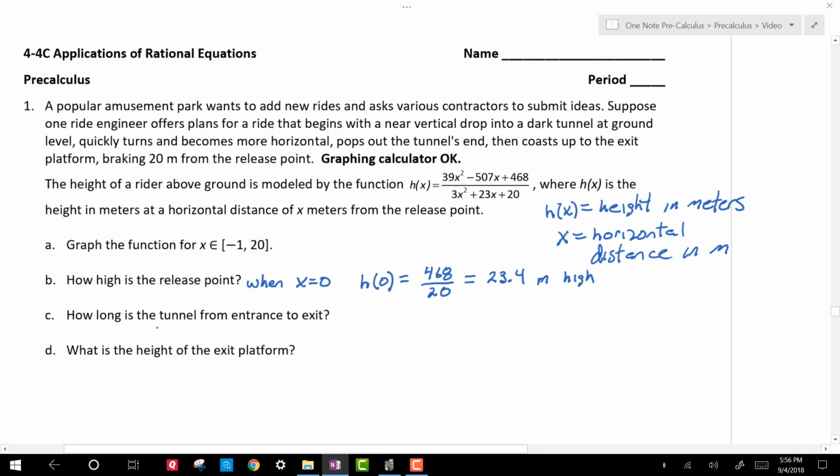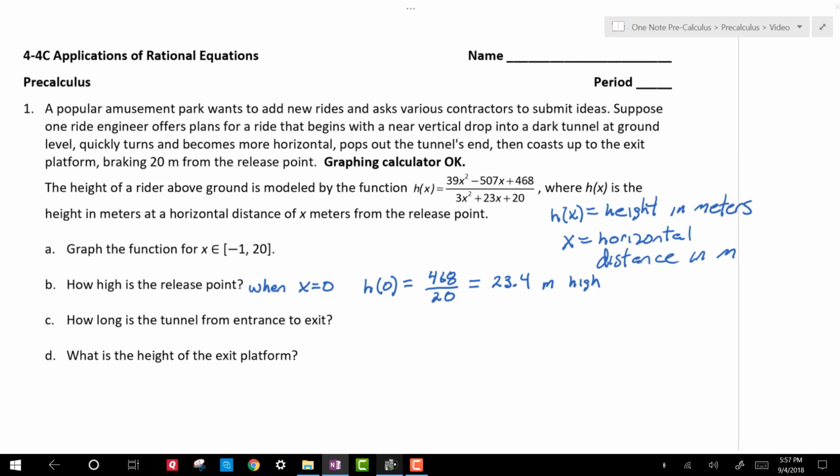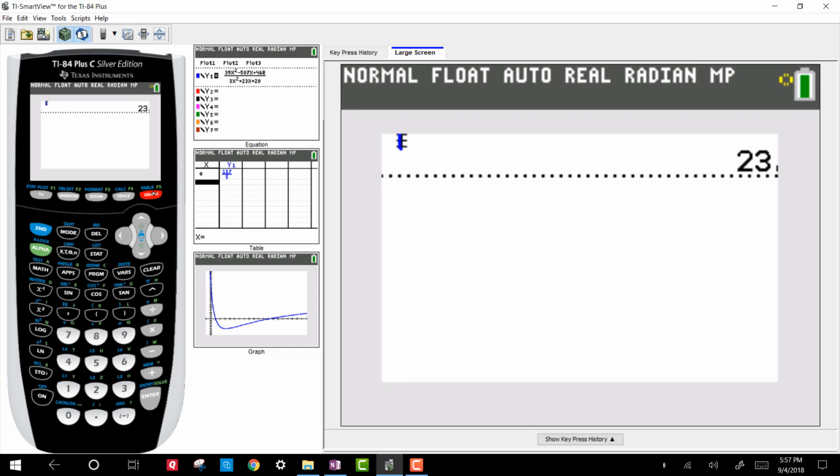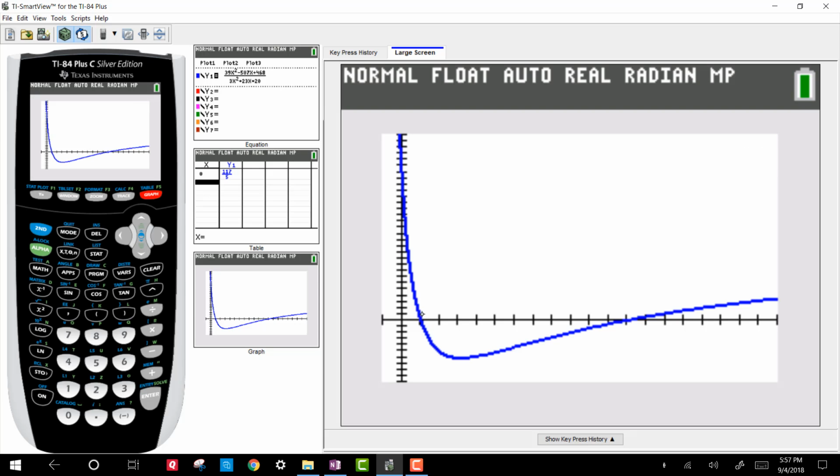Question C says, how long is the tunnel from entrance to exit? All right, so if I go back to my graph again, you can see the entrance is somewhere right around here, around x equals 1. Now we're going to find out exactly where, and it looks like it exits somewhere over here. What are we looking at? 2, 3, 4, 5, 6, 7, 8, 9, 10, 11, somewhere around 12. Those could be exact numbers, but there are a couple of different ways to figure that out, and that's what we want to do here. We want to figure out the distance from where the ride goes in to where it comes out.